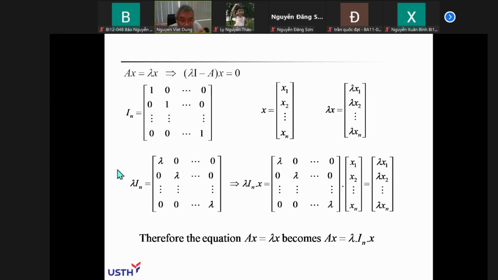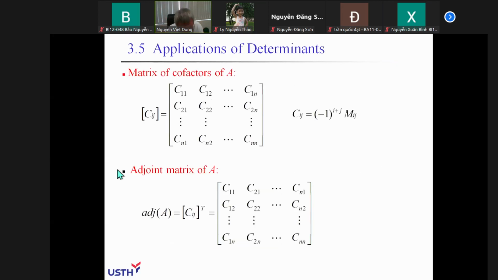Because we require that the eigenvector must be non-zero, we require the system of equations to have a non-trivial solution. Because of that, we require that the determinant of lambda I minus A equals 0. That's it. That is my explanation for the equation.